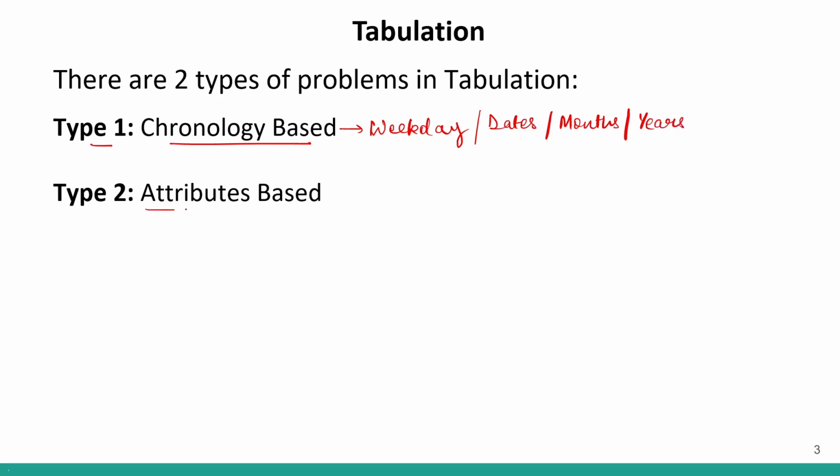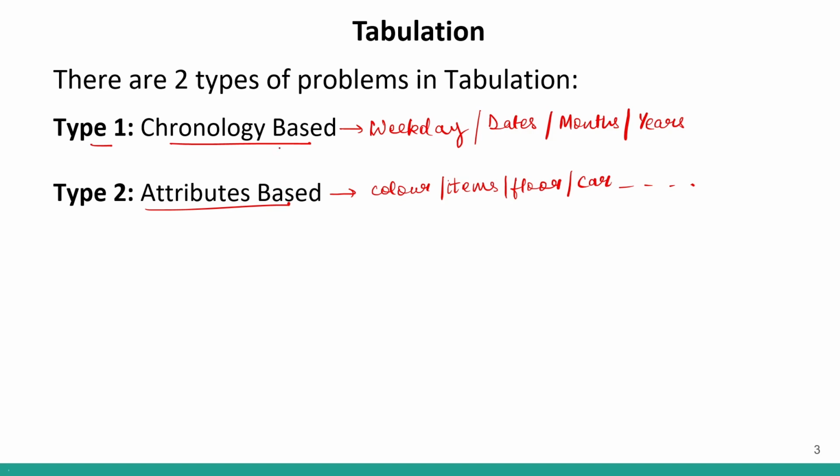Then you have attribute based. Attribute based means that they are arranged, let's say, based on the color of the t-shirts, based on the items that they are wearing, based on the floor number of your building, or based on the car that they own. Any attribute, any different quality that they have, they can be arranged on that. So when the data is arranged based on attributes, it is called the attribute based type of problems in tabulation.